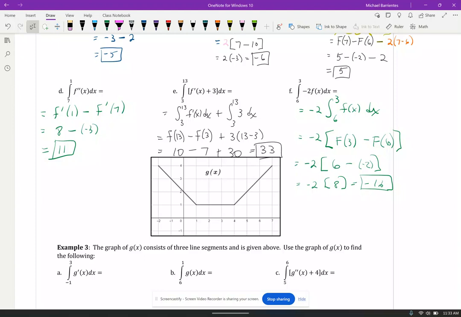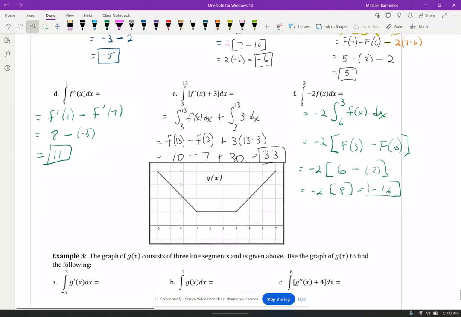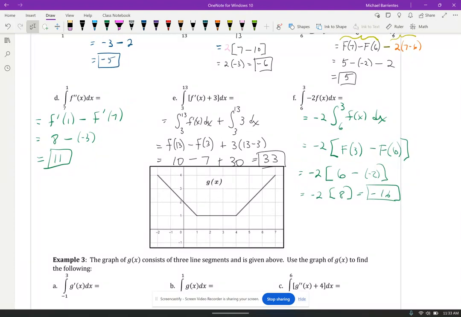Welcome to video 3 of the fundamental theorem of calculus. I asked you to maybe try letter D and F, and if you did, I have the solutions right here for D and for F. We're just setting up the fundamental theorem of calculus formula as a way to evaluate the definite integral exactly, right?